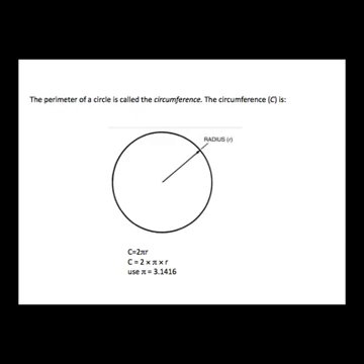The perimeter of a circle is called a circumference. You measure from the center to the outside. That gives you the radius. And then you take 2 times the radius times pi, which pi is always 3.1416.